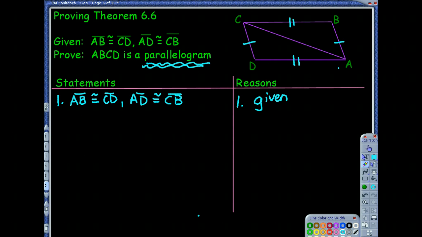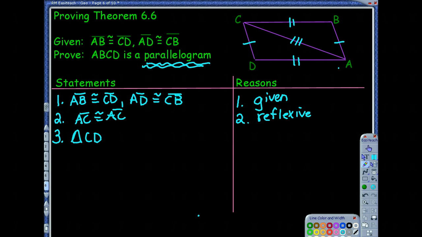And we know a parallelogram, based on definition, has opposite sides parallel. So if I could show that somehow, then I have a parallelogram. Okay. So let's keep going. All right, so I also know that AC is congruent to itself by the reflexive property. Good work. So therefore, I'm going to know that the triangles are congruent using side, side, side. So let's call them triangle CDA and ABC.